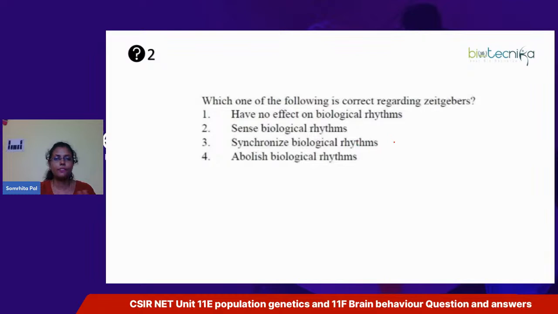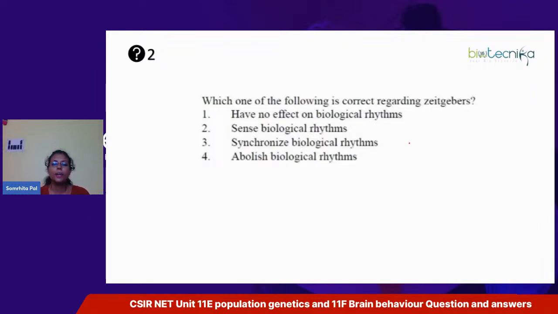So now, when I've given you this idea, what is Zeitgeber? Zeitgeber is an environmental cue. Okay, it is an environmental or social cue that provides input to these circadian rhythms. Okay, so now can you tell me what should be the answer?